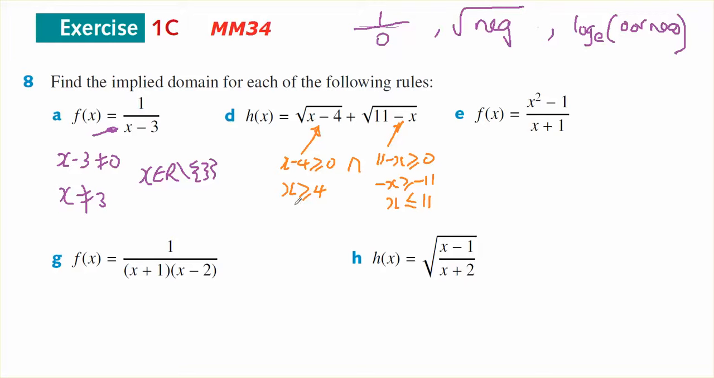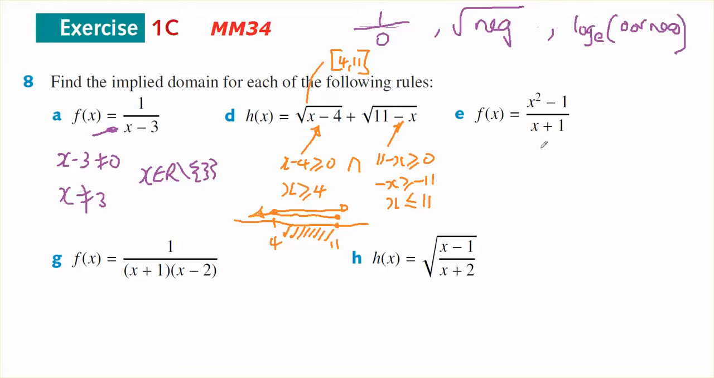So x has to be bigger than 4, but equal to or less than 11. Therefore, the only values of x are those in the middle. Therefore, in this particular case, my domain will be 4 till 11.